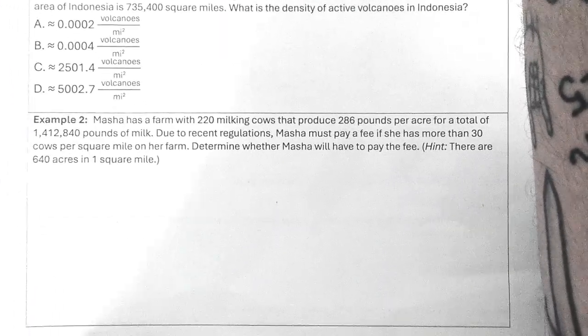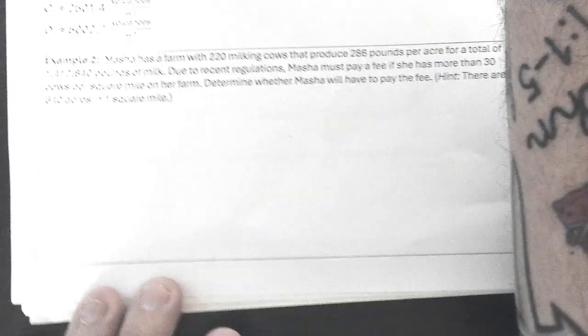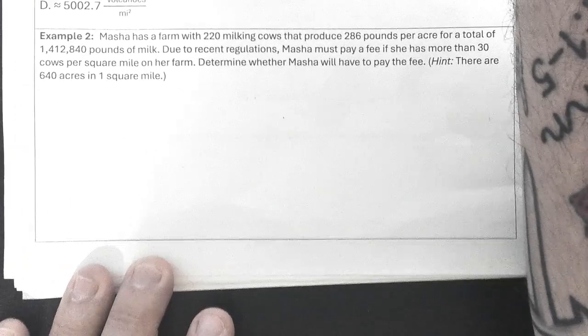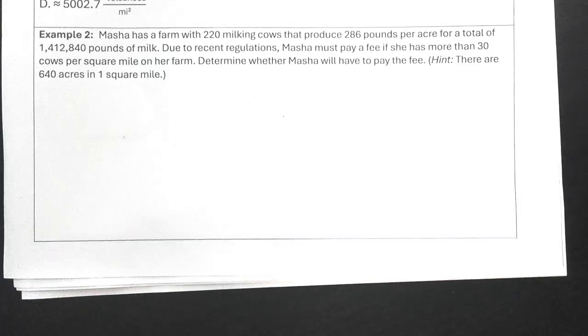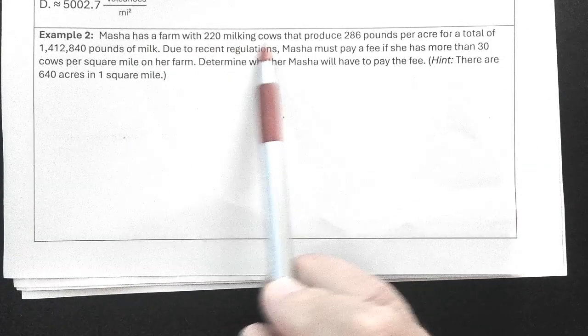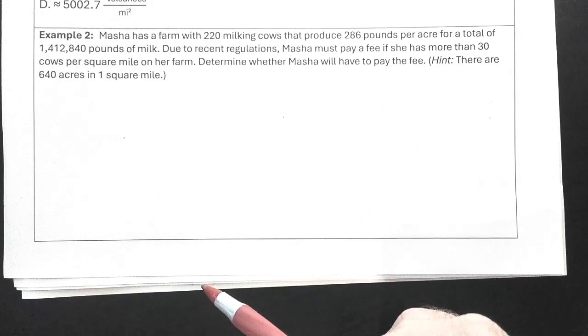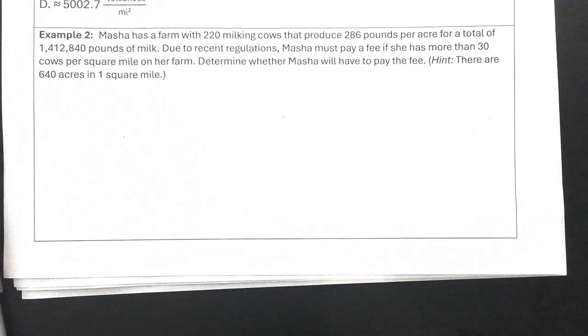We go to the bottom of the page. All right, there we go. Bottom of the page. All right, so example 2. Masha has a farm with 220 milking cows. All right, so this one's going to throw us a little bit of a curveball. Just hold with me. But let's go ahead.